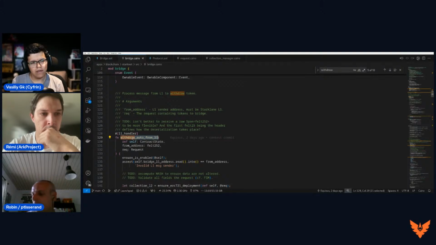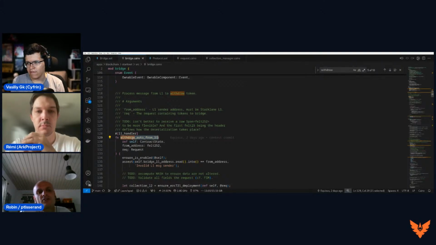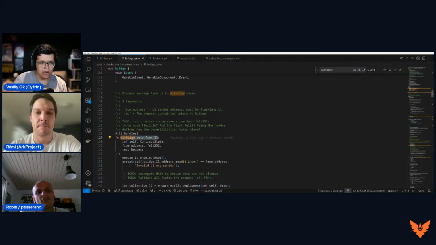Nice. I see. I think that although this relies heavily on the Starknet messaging system, right? So users should also read the documentation to understand how this works before. Yeah. We have a question from the audience, actually.